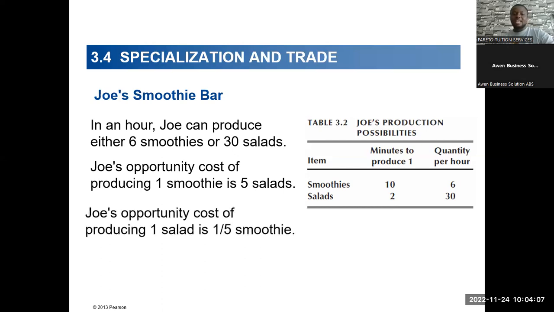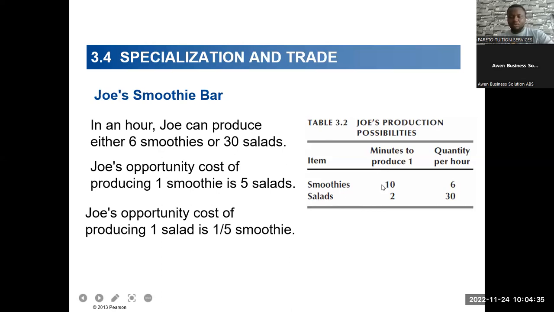Now let's go to salad. If you want to produce 1 extra unit of salad, how many minutes do you need? You need 2 minutes, right? Yes, 2 minutes. But then we could have used those 2 minutes to produce 1/5 units of smoothies. Why? Because the 2 minutes cannot produce 1 unit of smoothie. We need 5 of 2 minutes. Are you seeing it? Yes.